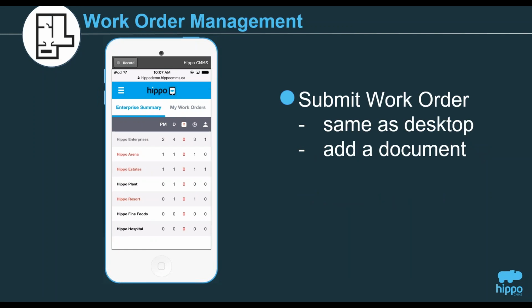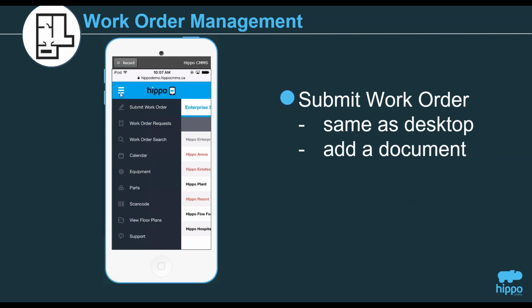Okay, so next we'll go into how to submit a work order. So there's consistency between submitting a work order on mobile and on desktop. To get there, we're going to click the menu button in the top left corner. This is going to open a submenu of all the features in Hippo Mobile. You can see we have submit work order. You can manage your work order requests, work order search, calendar, equipment, parts, scan code.